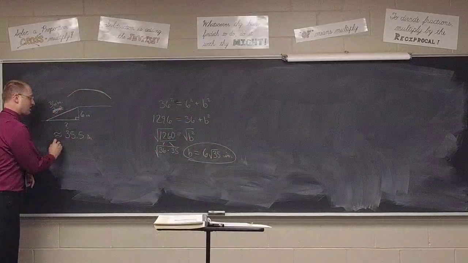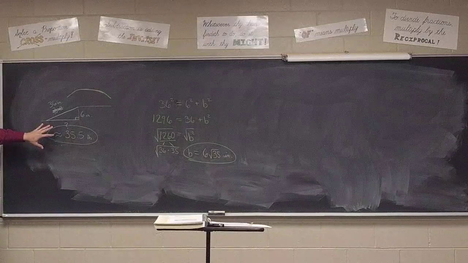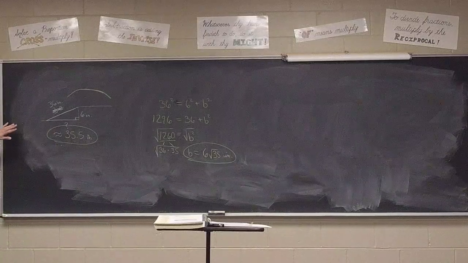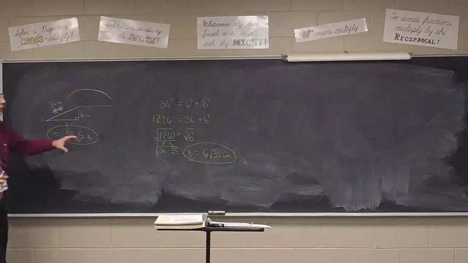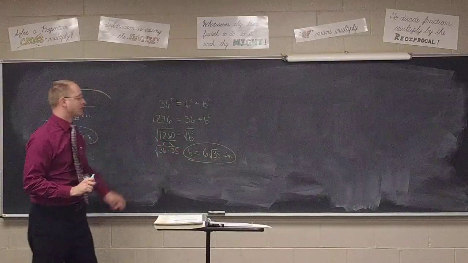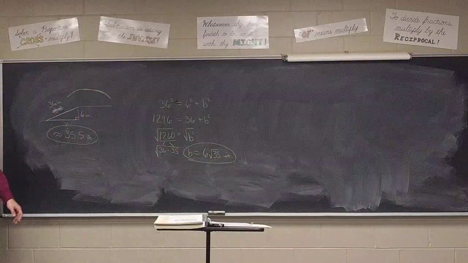So this is our approximate answer. This is the number that, frankly, the engineers are interested in. Approximately how far out does it stick? That's what they want to know. But if we're looking for the really mathy-looking answer, we can say 6 times the square root of 35.